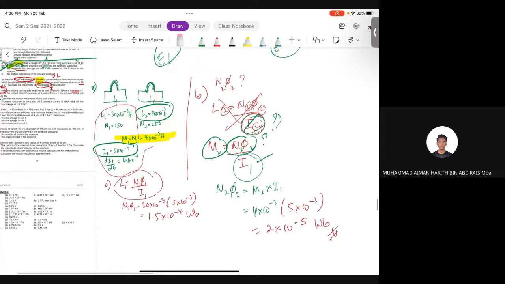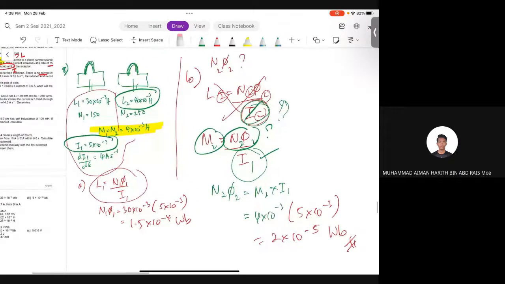But look at what I did earlier. When I want to do self-inductance for L2, I cannot use it because I don't know I2. So I really cannot use L, I have to use M. Because I want to find N2, V2, I will need to use M and I1. But I1 we already have here. So we can get the answer.